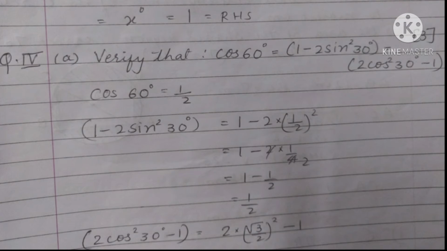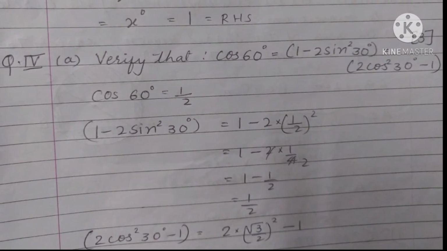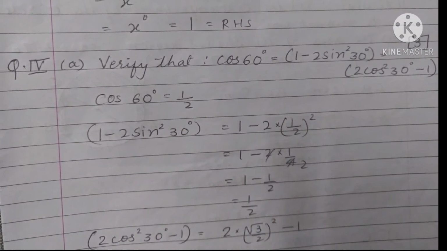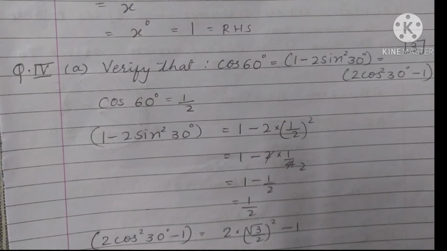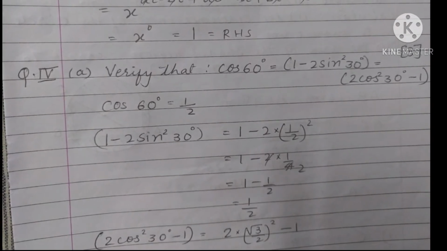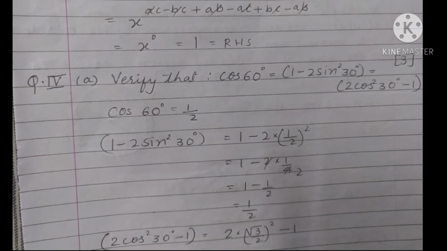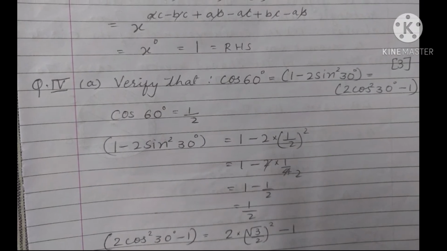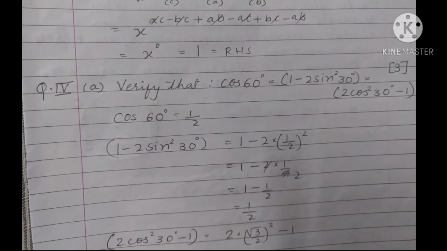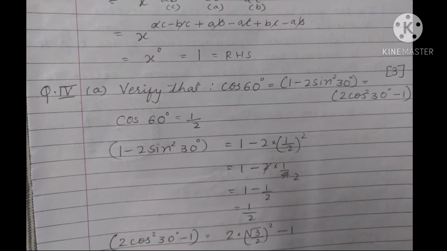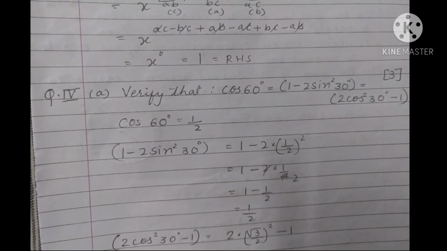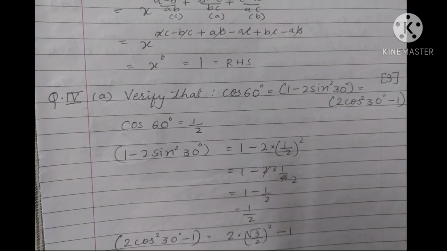Now question number 4a. Verify that cos 60 degree is equal to 1 minus 2 sin square 30 degree is equal to 2 cos square 30 degree minus 1. So first of all, the cos 60 value is 1 by 2. You should know that trigonometrical values table. And now 1 minus 2 sin square 30 degree is equal to 1 minus 2 multiply (sin 30, which is also 1 by 2) whole square. So 1 minus 2 multiply 1 by 4, 2 2s are 4. So 1 minus 1 by 2, that is 1 by 2.